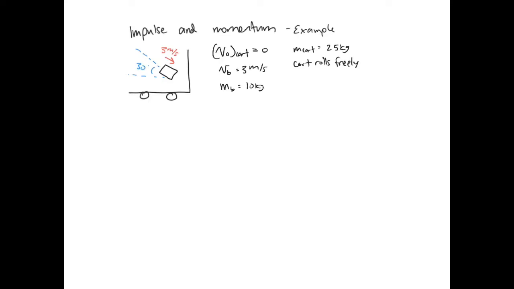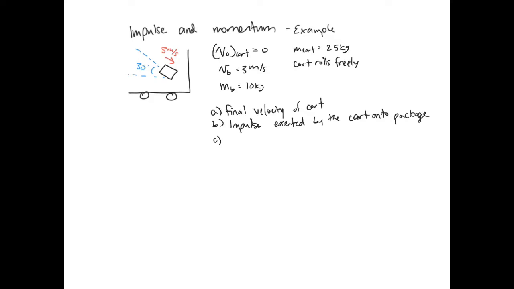And the question is asking us to find the final velocity of the cart, so the velocity of the cart after the package has hit it. It's asking us to find the impulse exerted by the cart onto the package. And the question is also asking us to find the fraction of initial energy lost in impact.